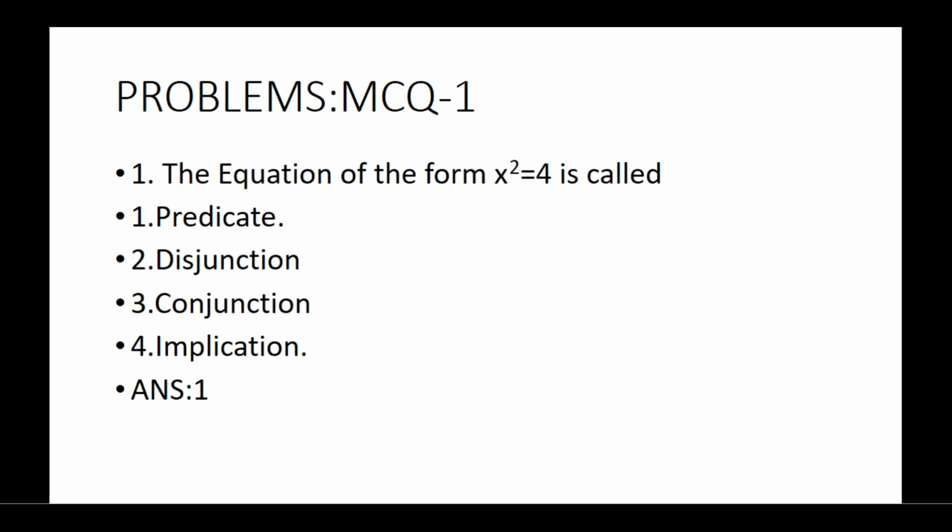So an MCQ problem is of the form: the equation of the form x square equal to 4 is called a predicate. Here the options are disjunction, conjunction, implication. The answer is predicate.